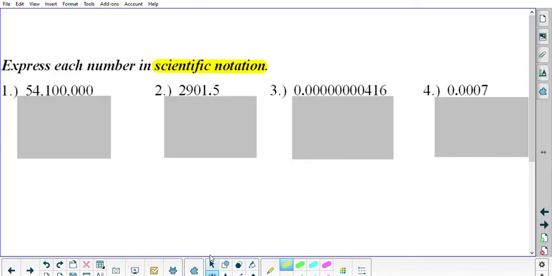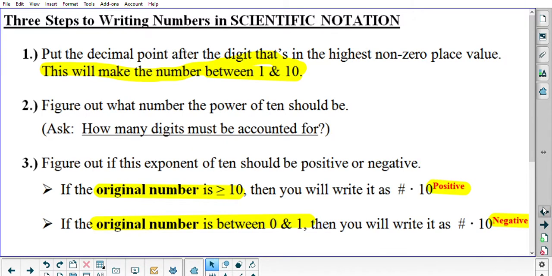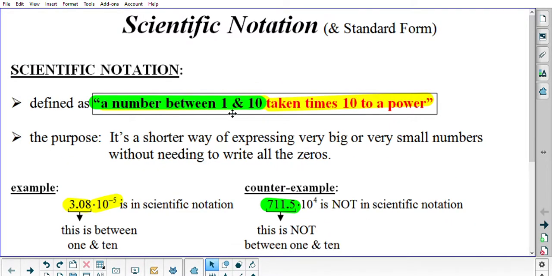Let's take a look at the 4 examples at the bottom of your page of guided notes that are already done for you, but I'm going to talk you through them. Now, pay attention to the directions. It says express each number in scientific notation. Remember what scientific notation is supposed to be: a number between 1 and 10 taken times 10 to a power.